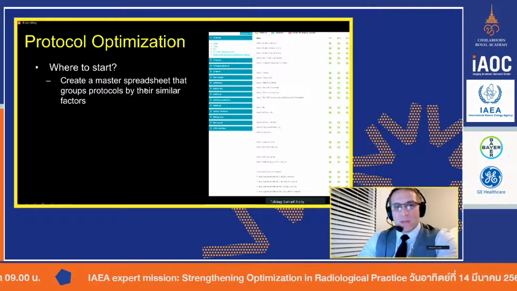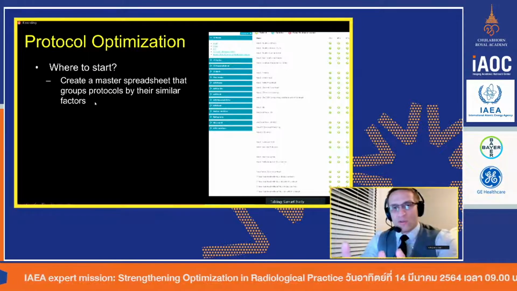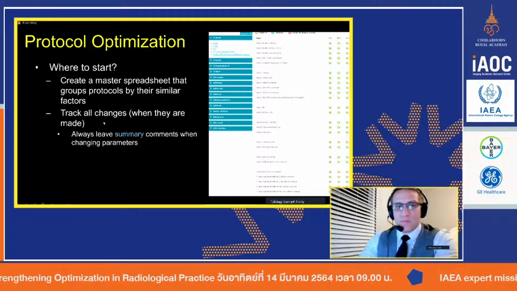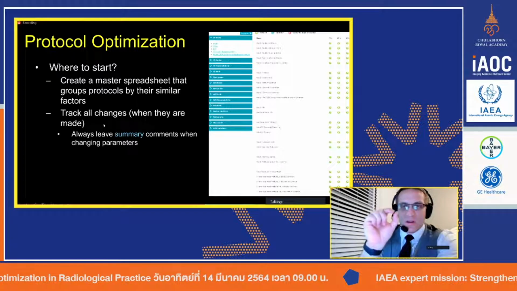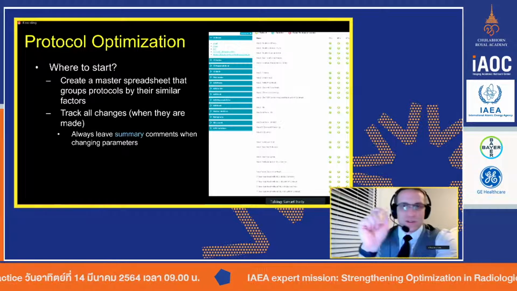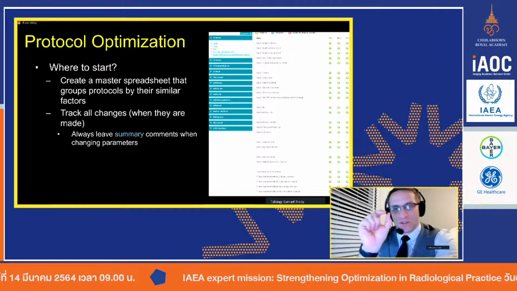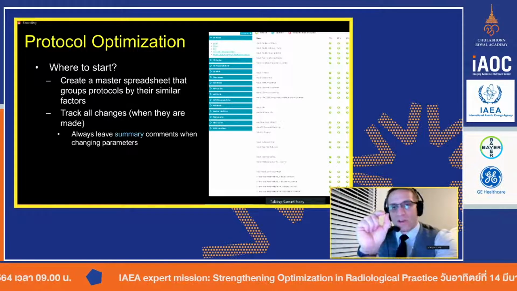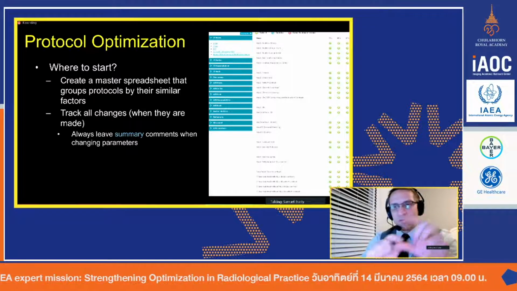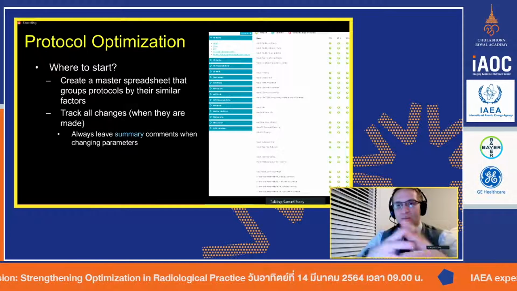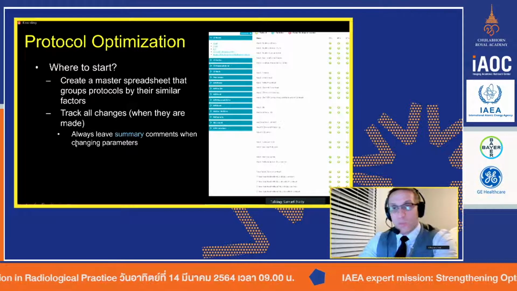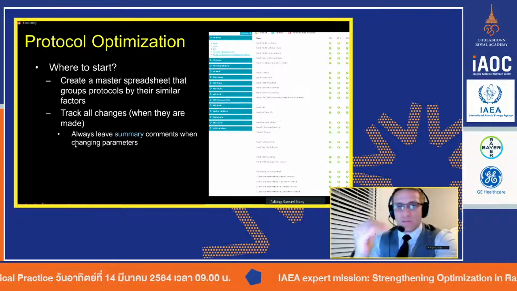But if we create a master spreadsheet that helps us group the similar protocols with the similar factors, we can then make a change to, let's say, image quality. Let's improve spatial resolution, improve the noise, whatever it is that we ultimately choose to change. And we can go back to our master spreadsheet and realize that we need to make that change for these 4 protocols. By doing that, we can make a larger change and a larger impact to overall image quality across more protocols, instead of looking at each one of them individually.